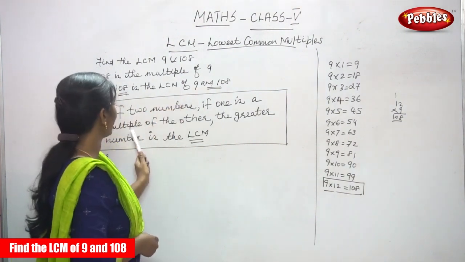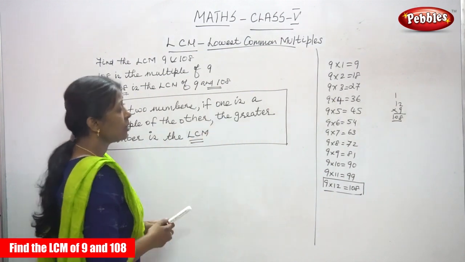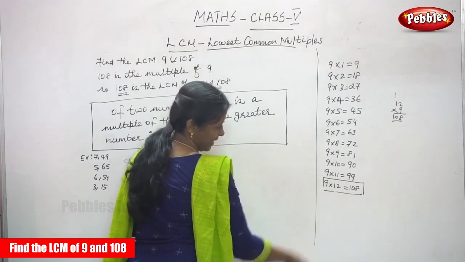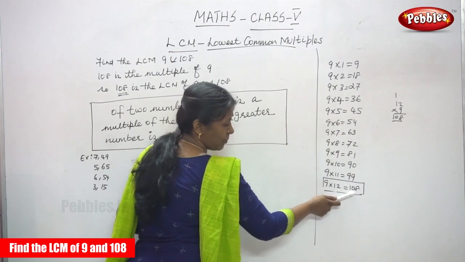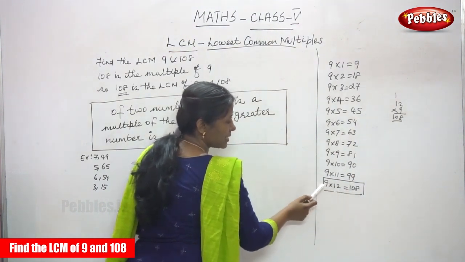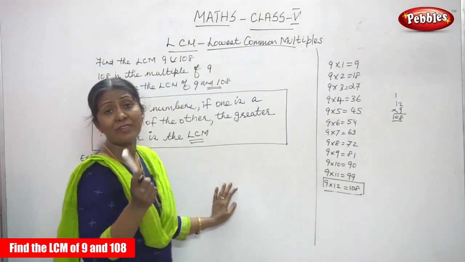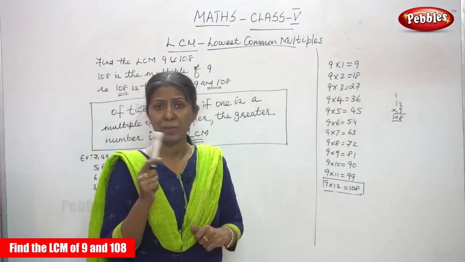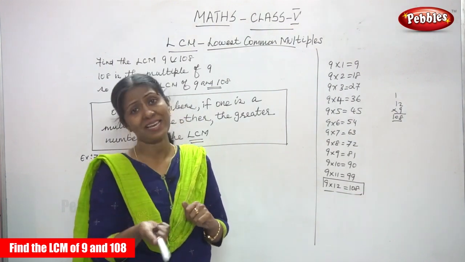So I've told you already, of two numbers, if one is the multiple of the other. So 108 is the multiple of the other number, that is 9. 108 is one number and 9 is the other number. You have to find the LCM of 9 and 108. You clearly understood 108 is the multiple of 9. So you have to consider only the greater number as the LCM.